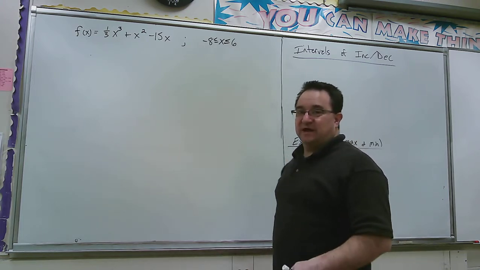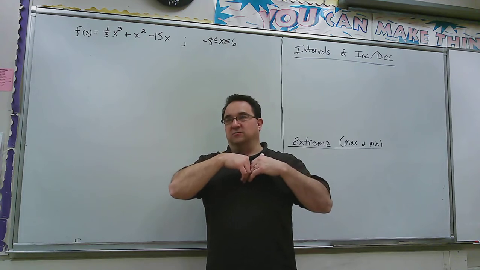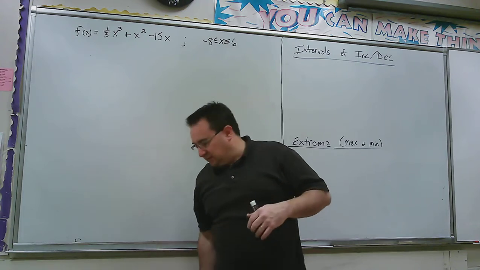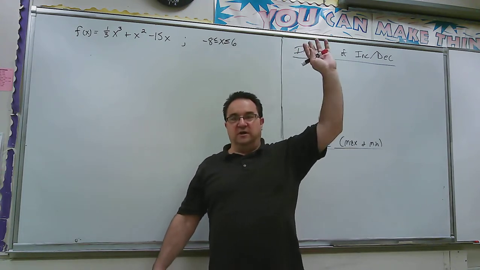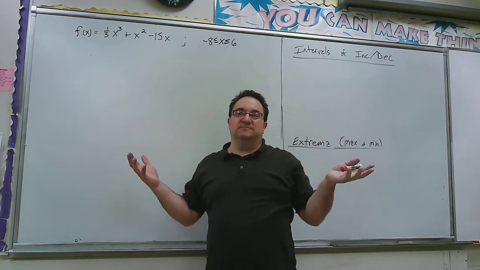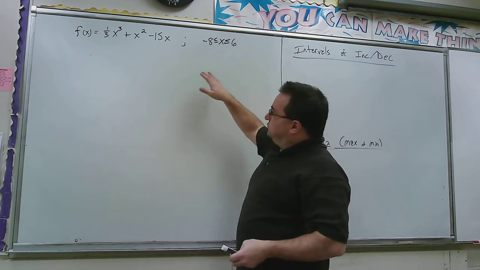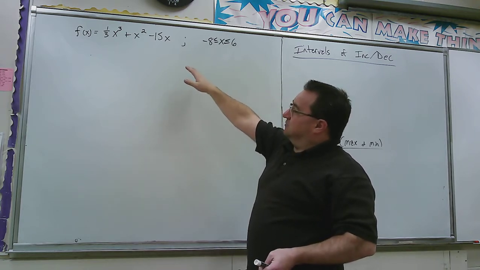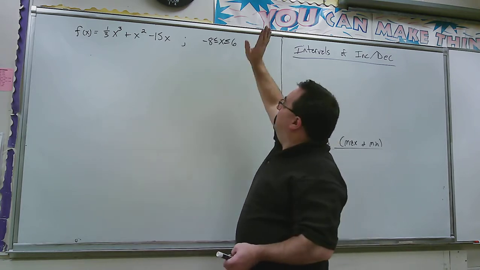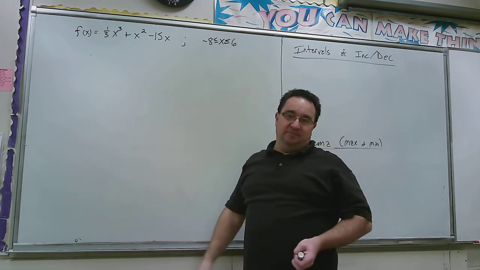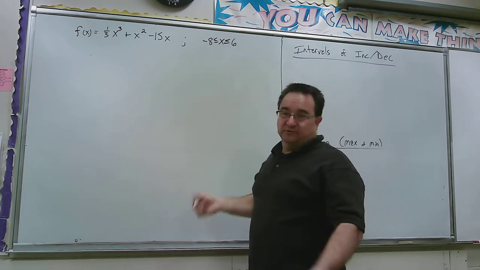In our previous assignment, the domain was all real numbers, so it just went down forever or went up forever, and the only maximums and minimums occurred when the derivative was 0. So in this one, maximums and minimums will occur when the derivative is 0 and possibly at the endpoints. So let's run through it.